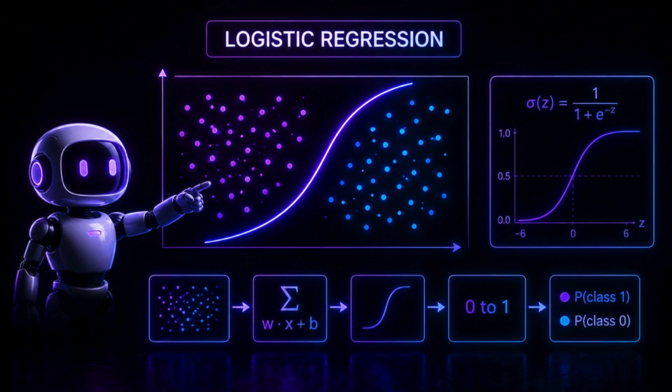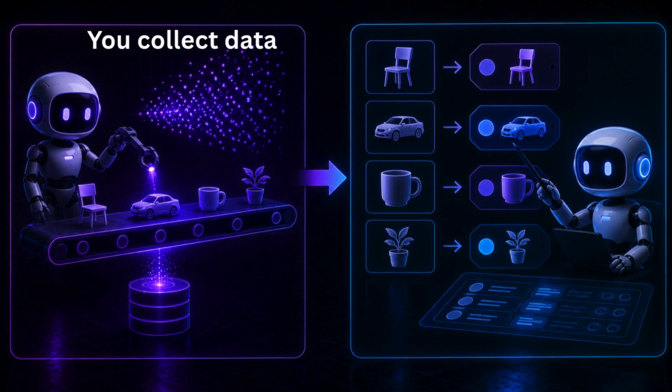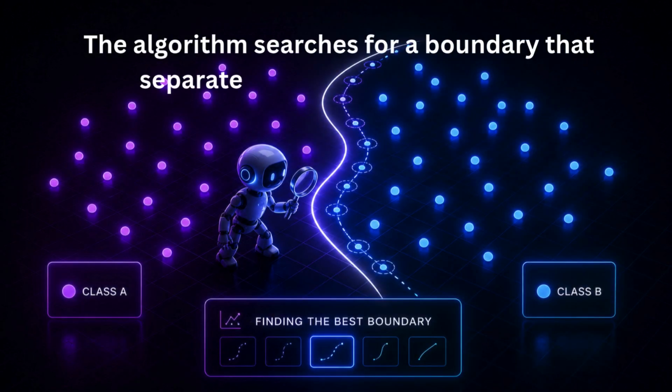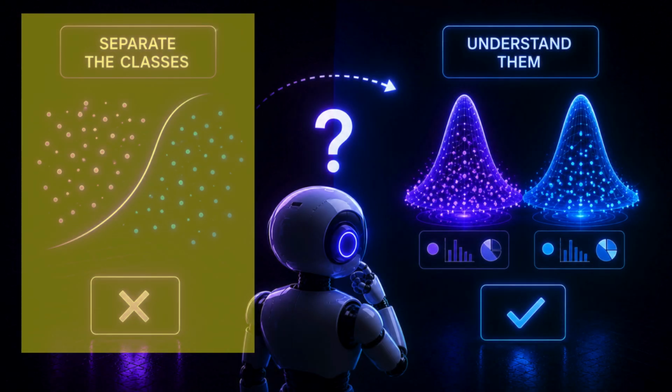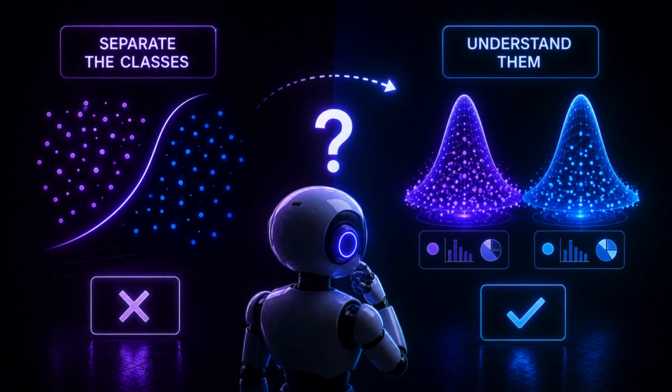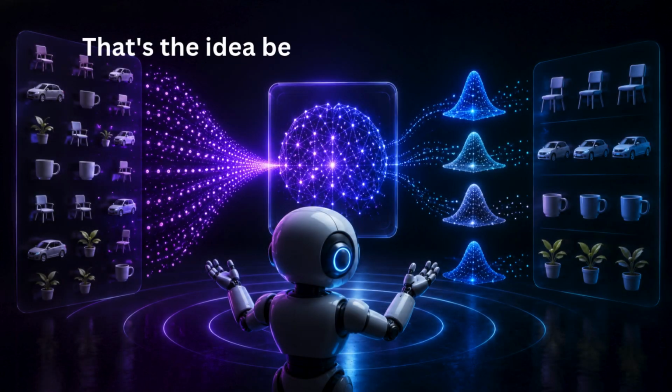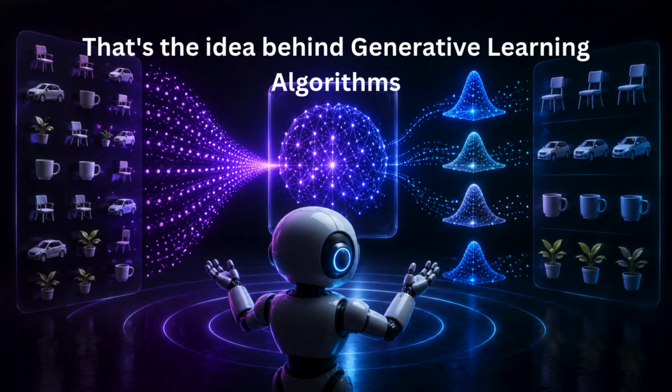We've already seen logistic regression. You collect data. You label examples. And the algorithm searches for a boundary that separates one class from another. But then researchers asked a different question. What if instead of trying to separate the classes, we tried to understand them? That's the idea behind generative learning algorithms.